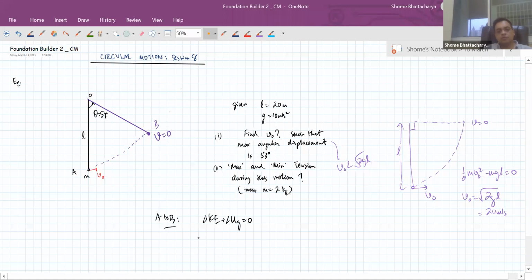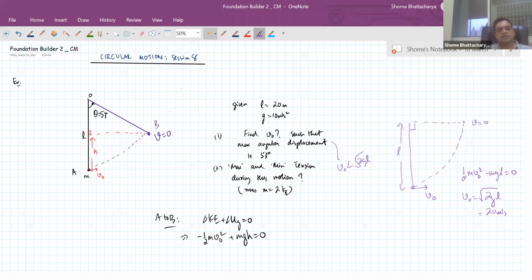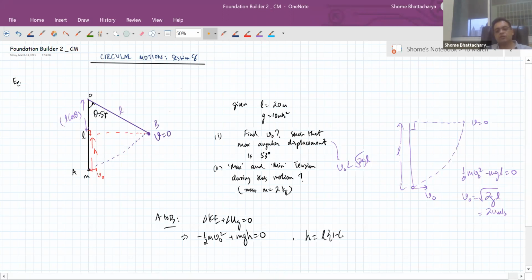Okay. So minus half m V naught square is the change in kinetic energy plus mgh should be 0. Where once again h will come from this calculation. We just need to drop a perpendicular here and find out this vertical height. For which we'll understand that this is L, this angle is theta. So this is how much it is, L cos theta. Okay. So h is equal to L into 1 minus cos theta.